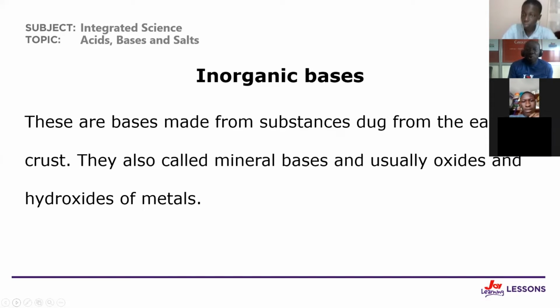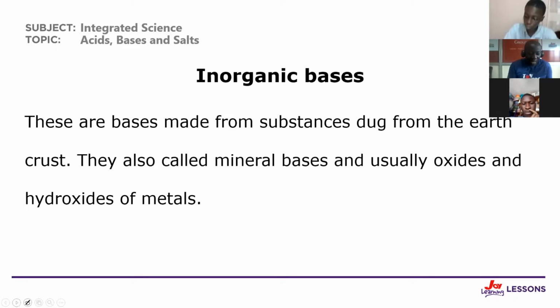So we said that inorganic bases are bases made from substances from the earth crust. We also call them mineral bases. So bases that are made from substances we dig from the earth crust are also called mineral bases. And they are usually oxides or hydroxides. So when we say it is an oxide or a hydroxide, then you have the metal chemically bonded to oxygen, or you have the metal or the substance used in making the base chemically bonded to the hydroxide.